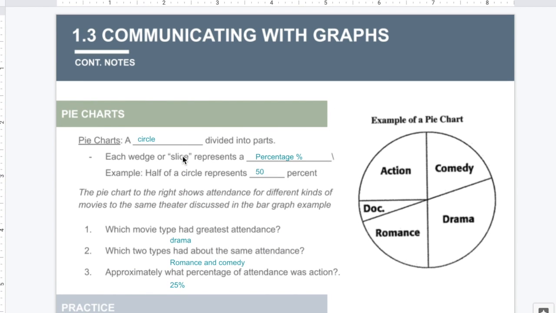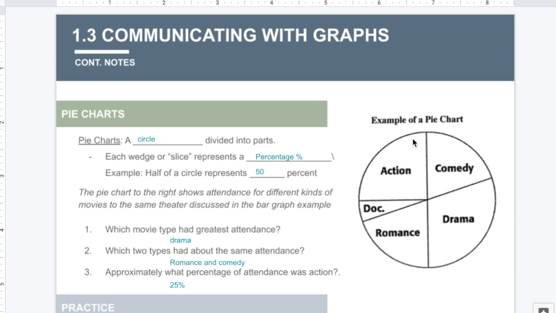A pie chart is just a circle that's been divided into the different parts. Okay, so each wedge or slice represents a percentage of the whole. Okay, so for example, half of the circle would be 50%. So if we look at this pie chart here, which has the different kinds of movies at the theater, okay, half of the movies that are at the theater are comedy and dramas.